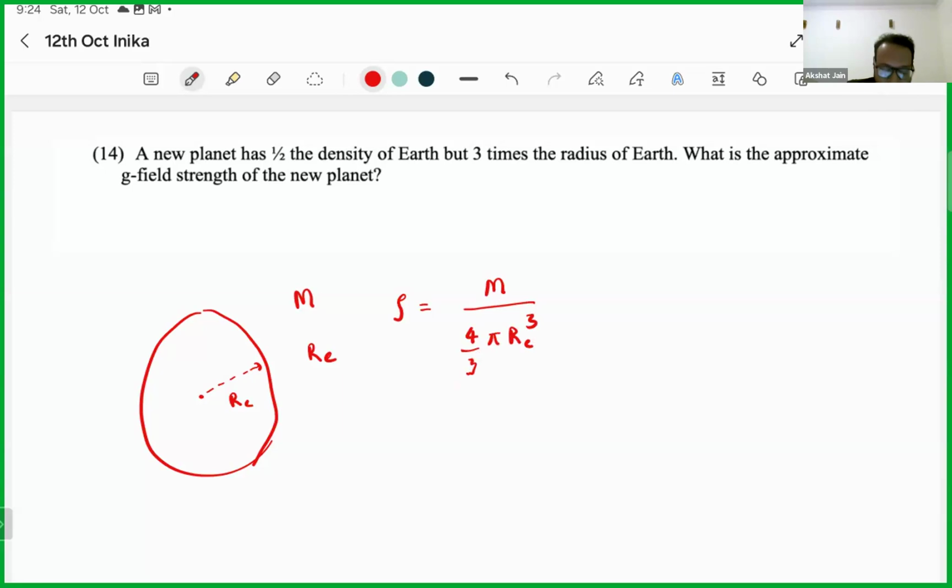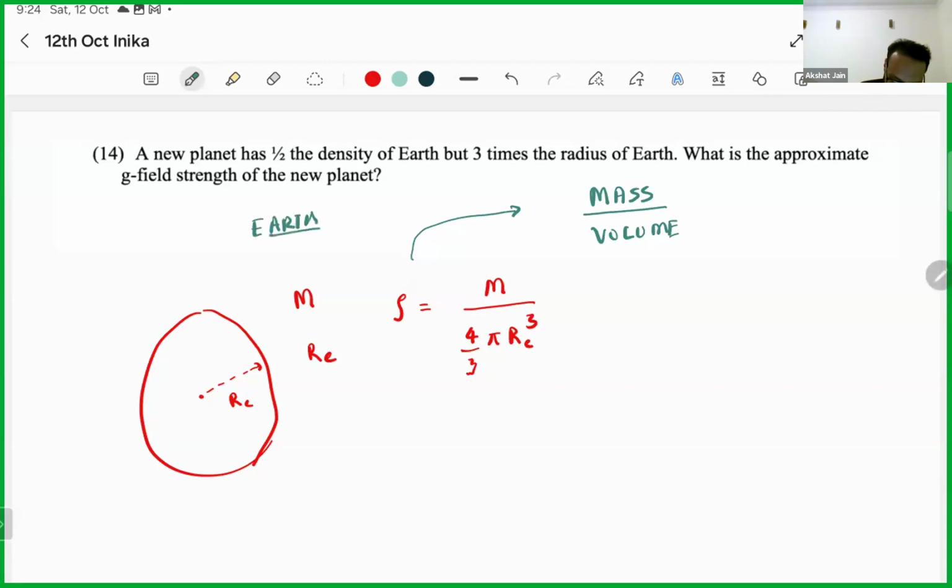What is the formula for density, Inika? Density equals mass over volume. Perfect. Mass over volume. So 4 by 3 pi r cube is the volume of the sphere. M is the mass of that sphere. That is how you are getting the density. No worries. Now, we are first talking about the Earth, okay?